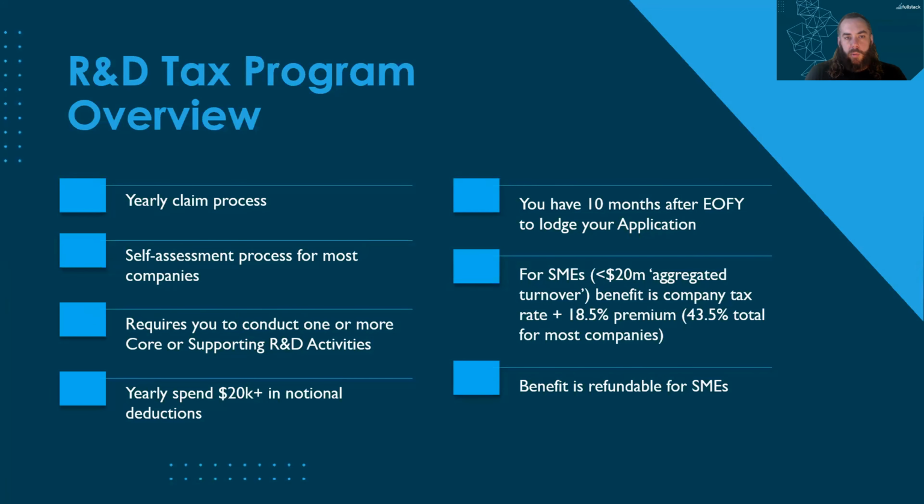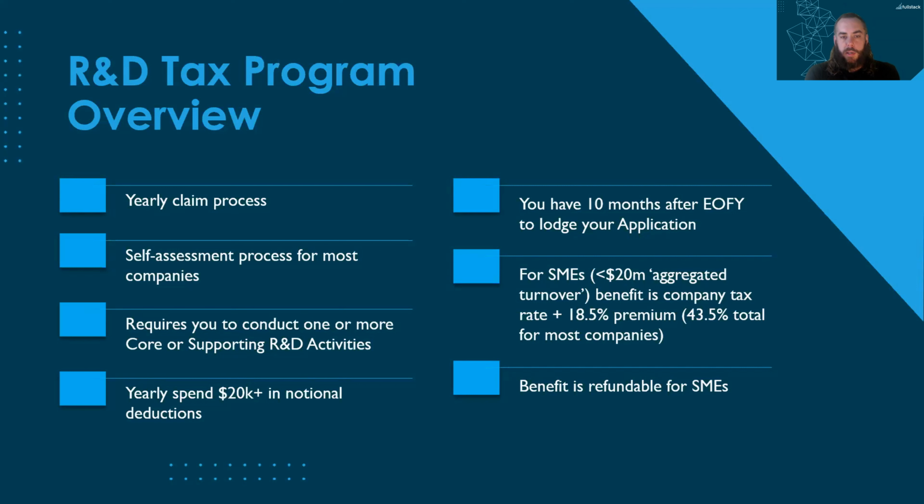So first off, the R&D Tax Program Overview. The R&D Tax Program is the federal government's broad-based scheme to incentivize experimental R&D activities being conducted primarily in Australia. It's available for all companies, all sectors, pretty much. It's a yearly claim process. The company is required to assess the activities that they've conducted and the expenditure that they've incurred on those activities, and prepare and lodge an application form within 10 months after the end of the financial year in which you've conducted those eligible R&D activities.